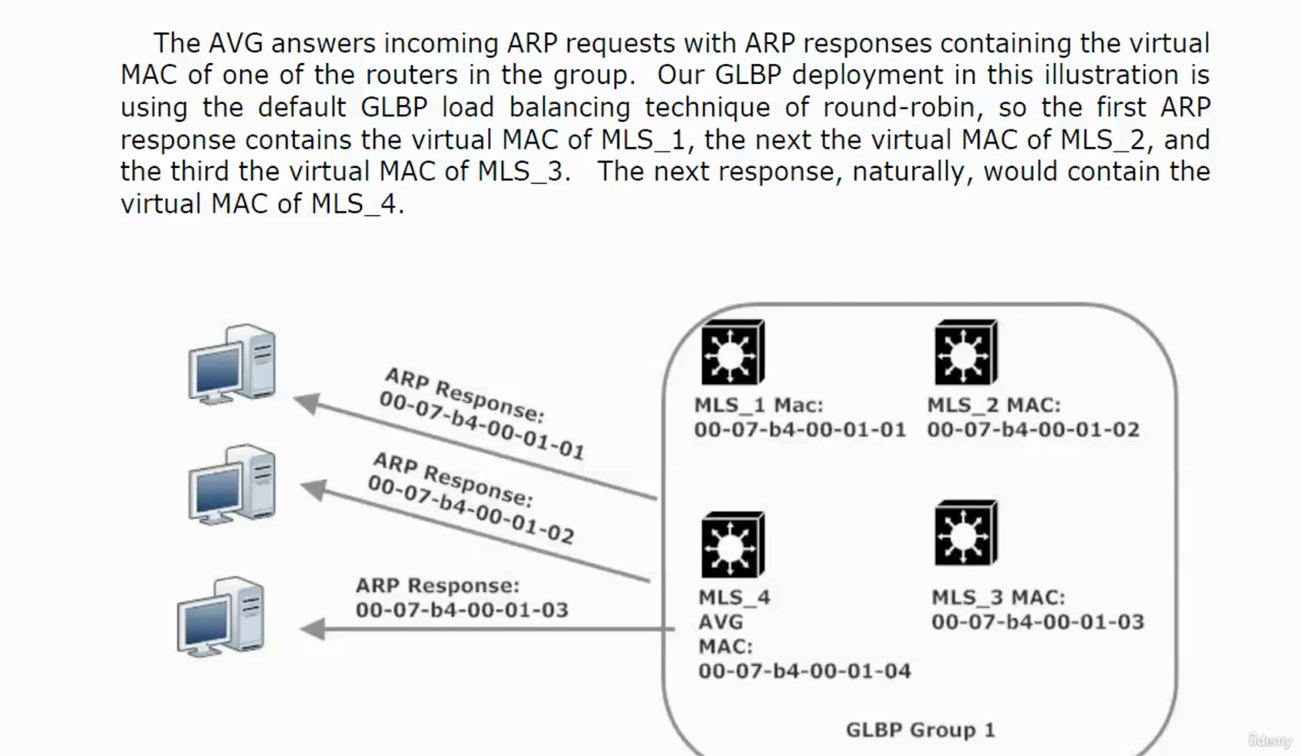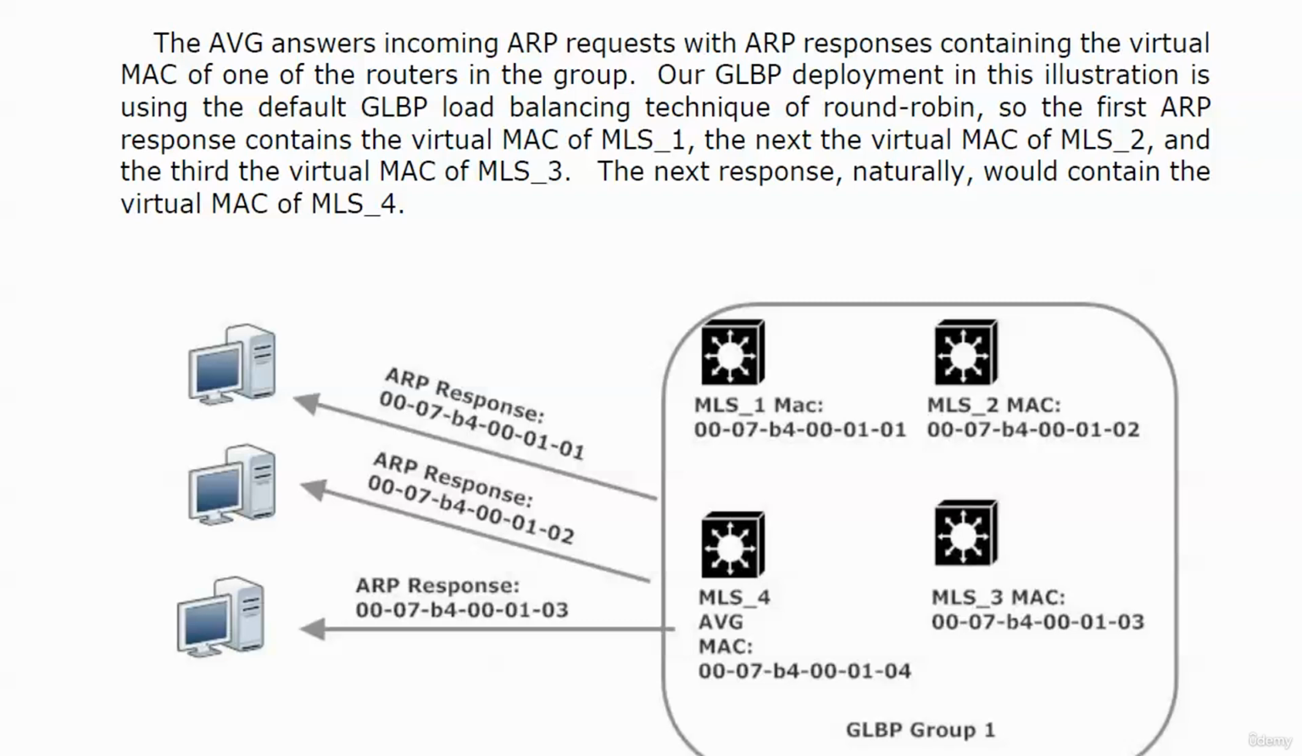These hosts are never going to see the actual MAC addresses of the switches in this group, only the virtuals. Now, our GLBP deployment again here is using the default load balancing technique of round robin. So the first ARP response will contain the virtual MAC of MLS 1, then the next one 2, and then the next one 3, and then the next response, which is not shown here naturally, would contain the virtual MAC of MLS 4.